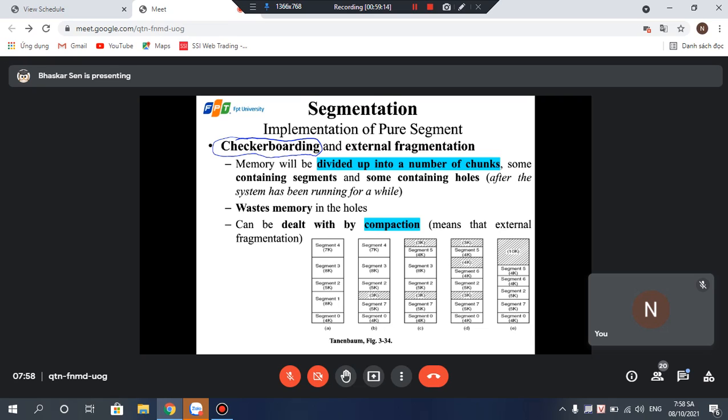So how do we address this checkerboarding issue? Well, we can compact all these fragments. But that is an expensive solution. You can't always do it. And it happens because of one single reason. For pure segmentation, this is one of the major flaws.